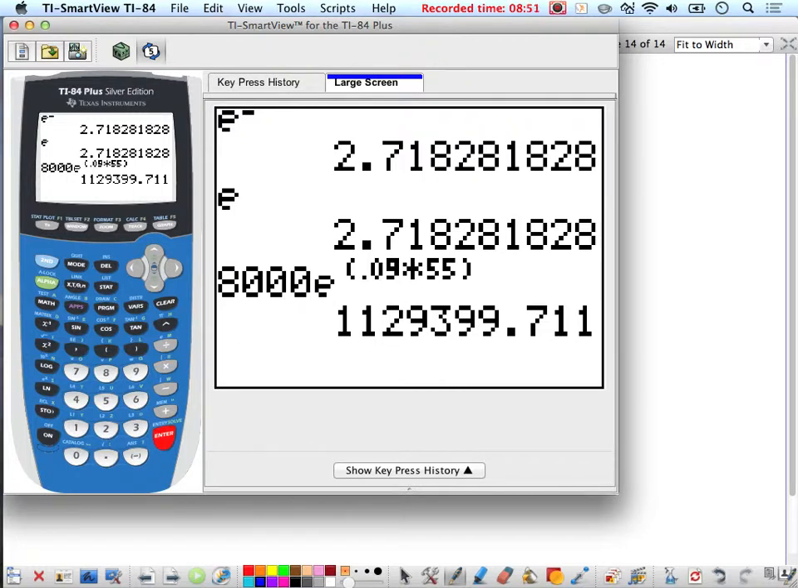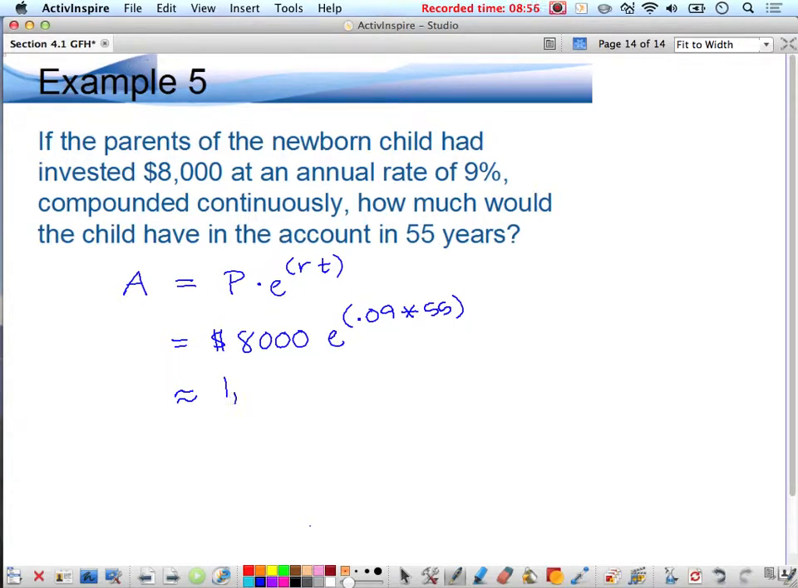1 million. Okay, read it to me again. 1,129,399.71. Okay. So a little bit better than compounded quarterly, but not as much higher as you thought it would be, right? I mean, I really thought it would be a lot more, but it turns out not to be too terribly much more. Any questions about continuous interest? All right, well, that's the end of section 4.1.